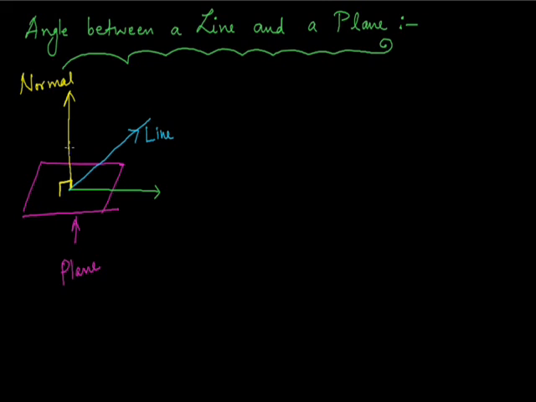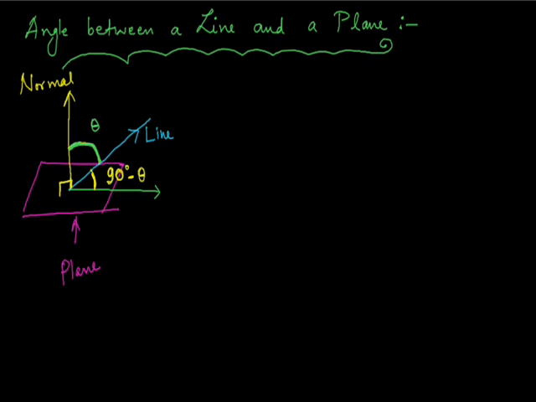Suppose the angle between, if you can see over here, this angle between the normal and the line is theta. Then instantly you can say that this particular angle between the line and the plane is going to be its complement, that is 90 degrees minus theta.